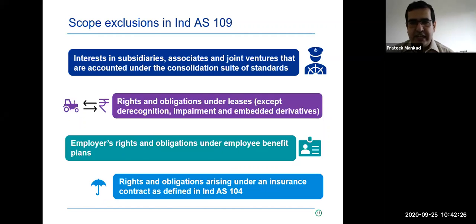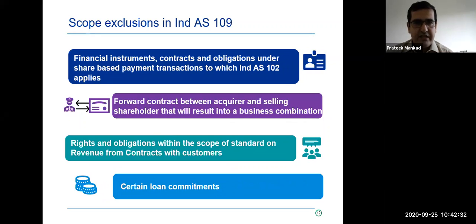We spoke about share-based payments. There is another one around business combinations, revenue recognition. We'll look at those as well. Yeah, so we spoke of share-based payments. Obligations under share-based payment transactions are out of Ind AS 109, exclusions.